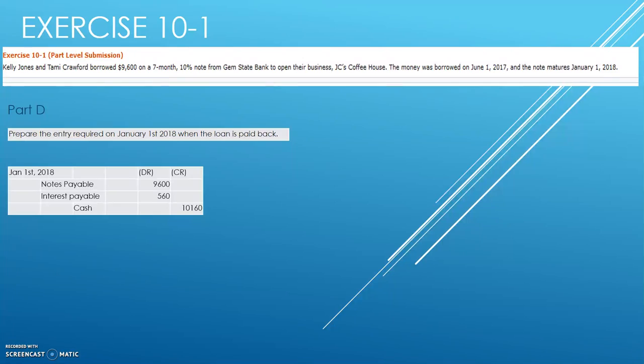$10,160. Notice that the $10,160 is the addition that comes along from adding both the notes payable and interest payable. And this essentially wipes the interest and notes off of our books, as well as balances out that cash. The only difference in the balance of cash is, of course, the $560 in interest that we paid in order to borrow the money.